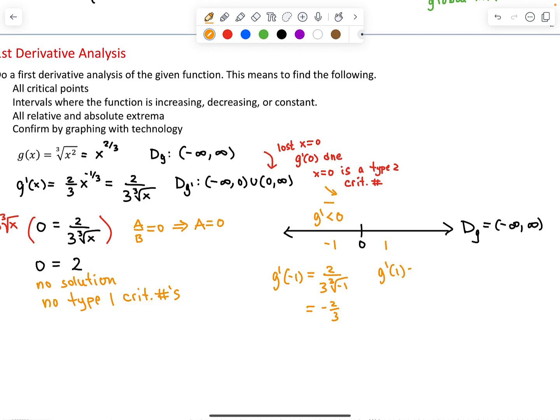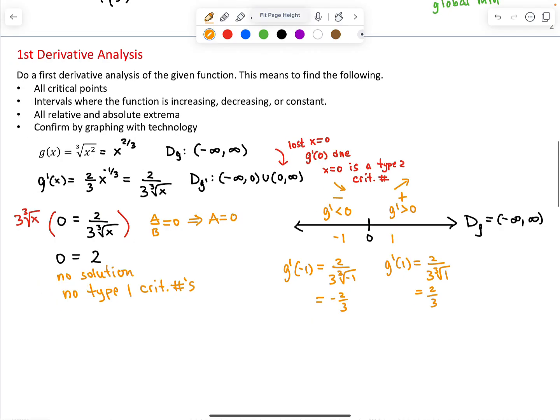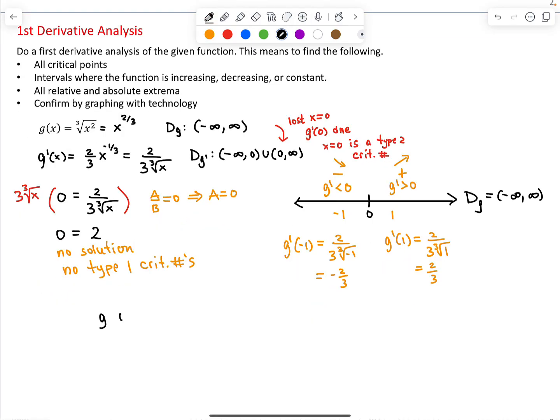G prime of 1 will be 2 over 3 times the cube root of 1, which is just +2/3. But what matters is that g prime is positive on this interval. Put a plus sign and a little arrow going up. So summarizing, this function g increases for x in the interval from 0 to infinity, and g decreases for x in the interval from -infinity to 0.